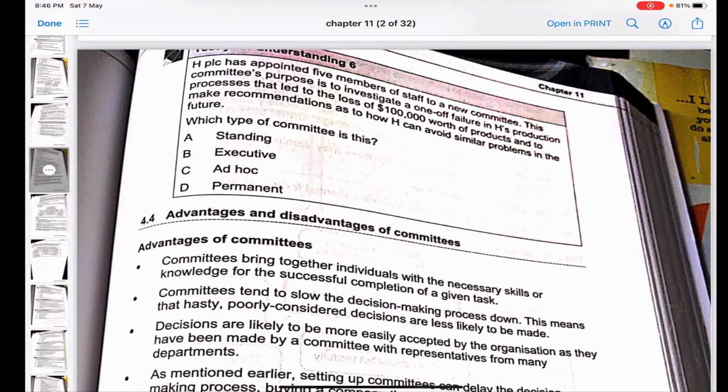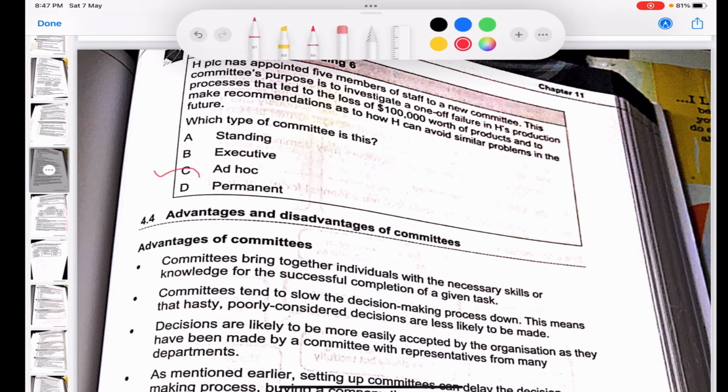HPLC appointed 5 members of staff to a new committee. This committee's purpose is to investigate a one-off failure in H's production processes that led to the loss of $100,000 worth of products, and it is to make recommendations as to how H can avoid similar problems. So what is the task of the committee here? To solve a given particular task. So it's going to be ad hoc.